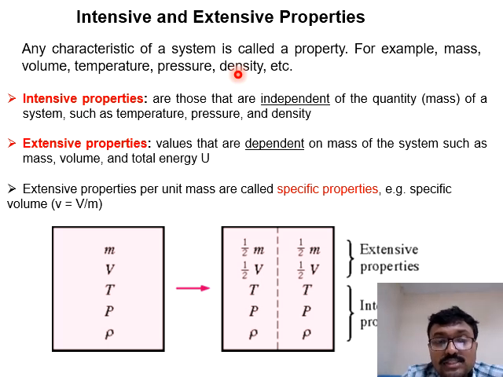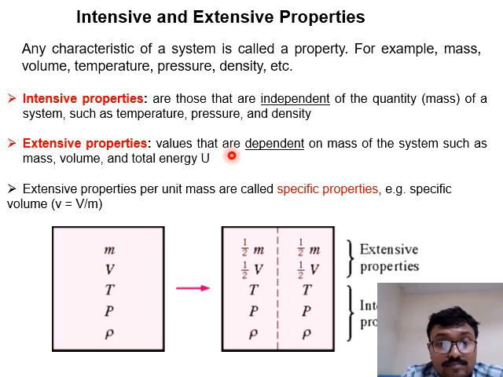Now these properties of the system can be divided into two types. One is extensive property, another is intensive property. Intensive properties means the properties are independent of the quantity or mass of a system. For example, temperature, pressure, density. They are independent of quantity or mass of a system.